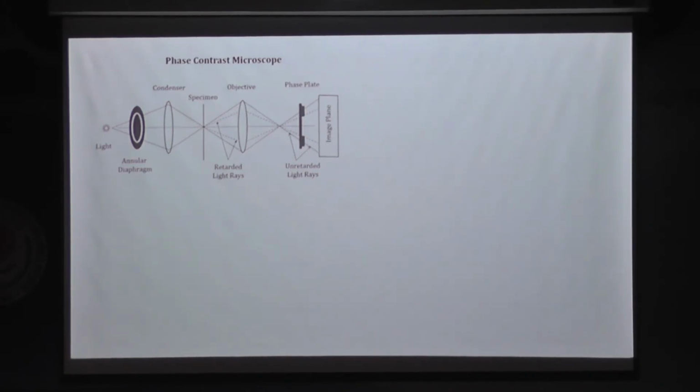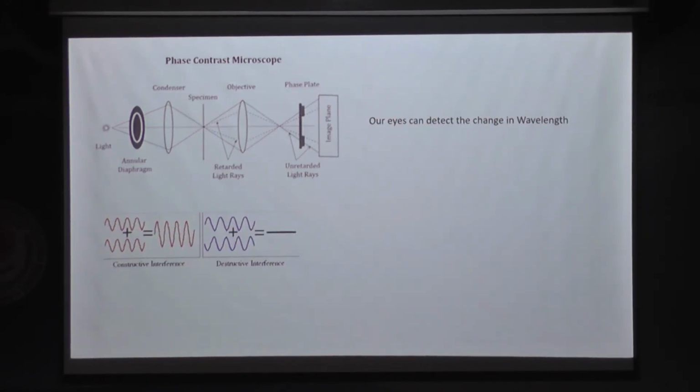The first contrast type, bright field contrast, we were able to visualize the change in amplitude with the help of amplitude objects, but we are not able to see any change naturally occurring in the phase. If there is any change in the phase of the wave, we are not able to notice it with the eye, because a phase change is very minimal. With the help of phase contrast, we are retarding the light rays and converting them into constructive interference and destructive interference.